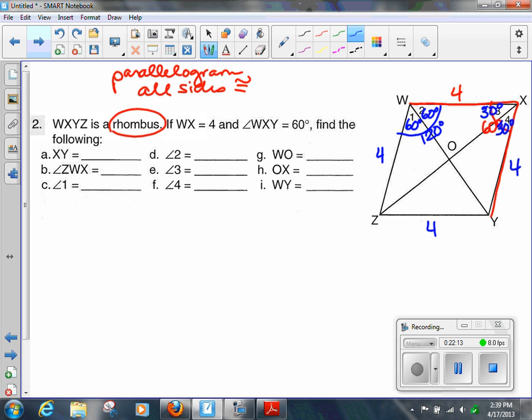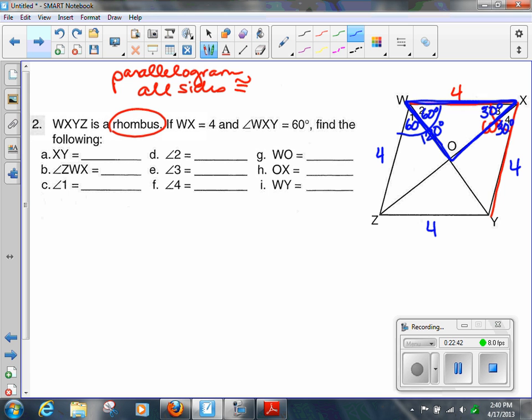Now you've got to back up and look at this. Did he use any properties from a rhombus? No, he used every property from a parallelogram. Nothing from a rhombus. Now I'm going to use one from a rhombus. I want you to step back and think about that right there.